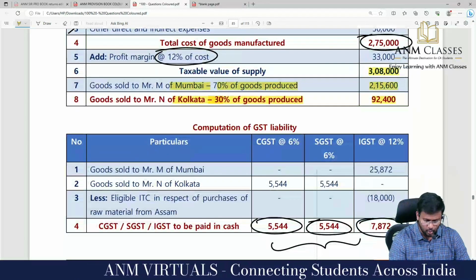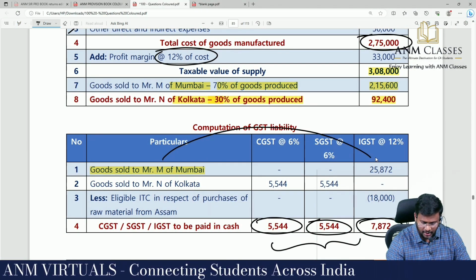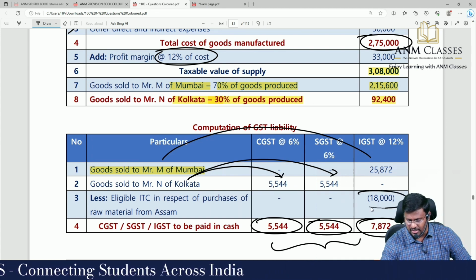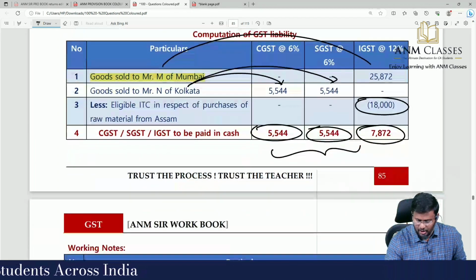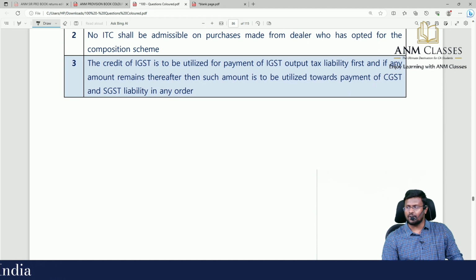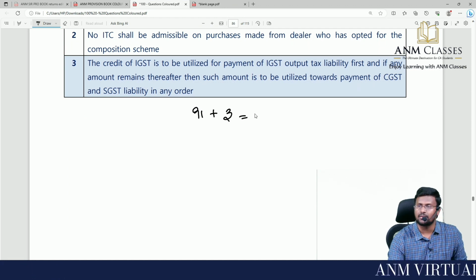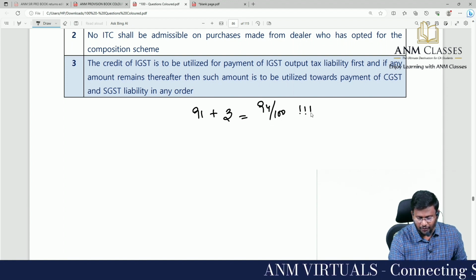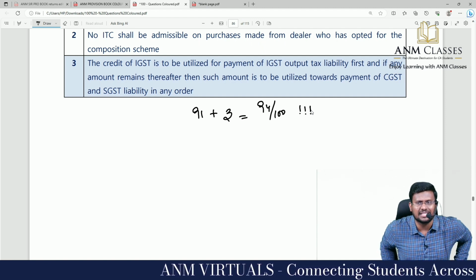For that value, we calculated the output tax, the first one to IGST, the second one to CGST and SGST. Eligible ITC we have claimed again, and net CGST, SGST, IGST to be paid in cash is that. So in the last slot, we have reached 91. So we can add 3 more to our pocket and we can say that 94 out of 100 is what our country. With this payment of tax comes to an end.